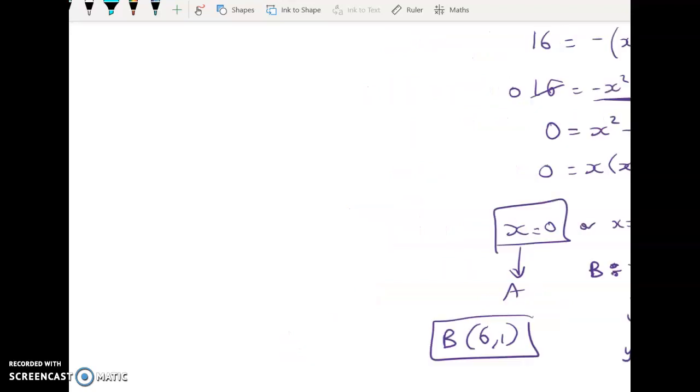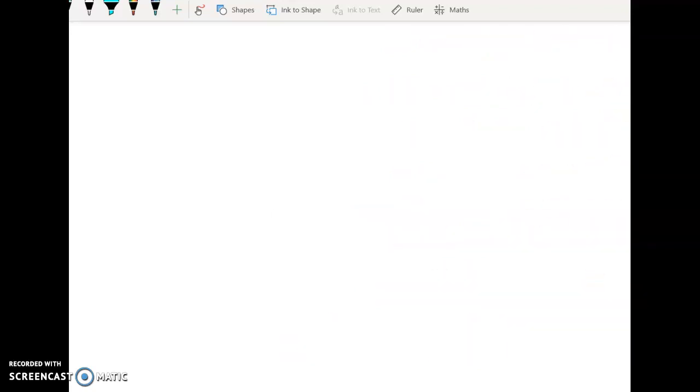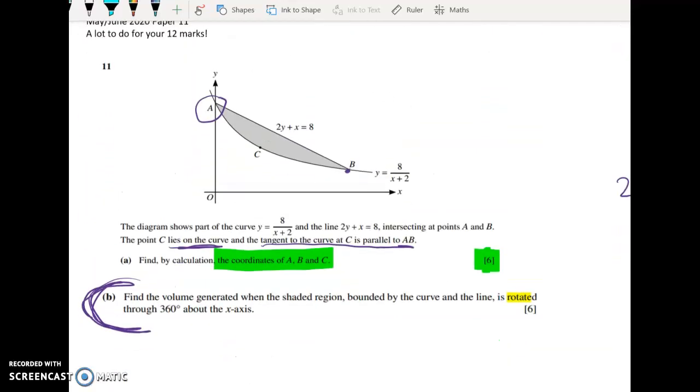Right, now the next thing we've got to do is go back and find the trickier point C. We're going to have to differentiate this curve and then set the gradient equal to -1/2.